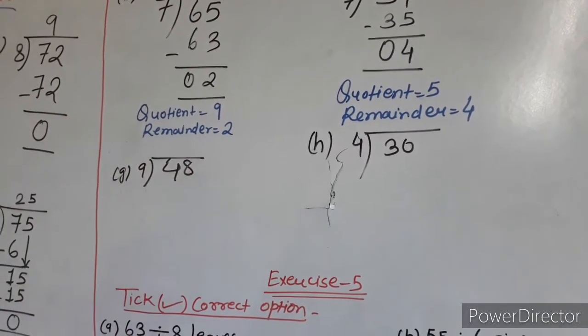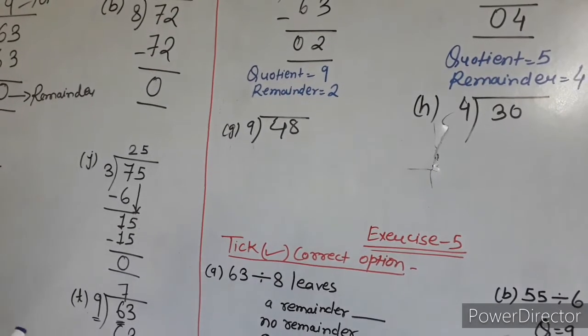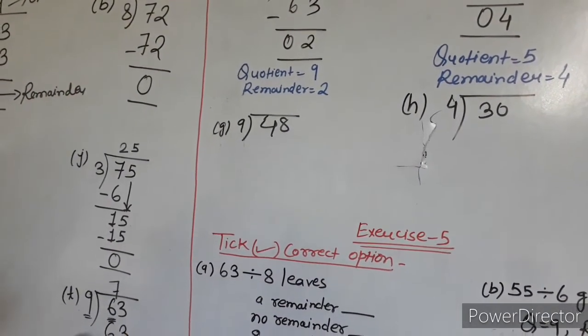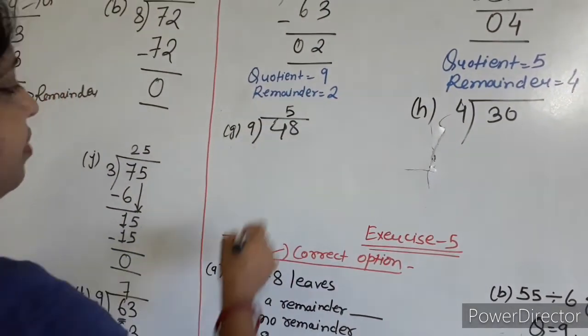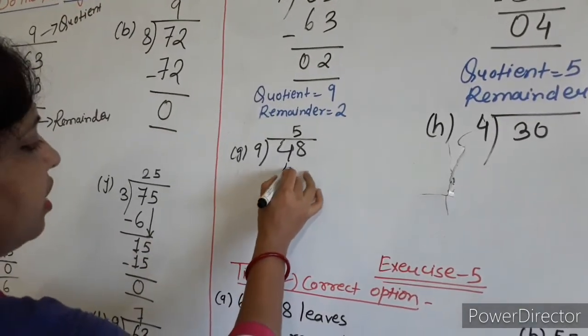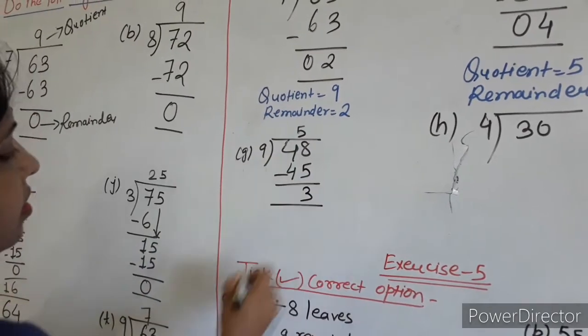Just remind the table of 9. 9 1 is 9, 9 2 is 18, 9 3 is 27, 9 4 is 36, 9 5 is 45, 9 6 is 54. So we have to write the 9 5 is 45 because 45 is a smaller number than the 48. So then 9 5 is 45, 8 minus 5, 3.